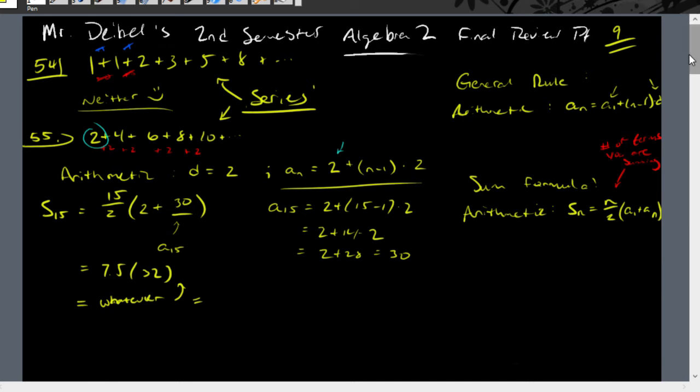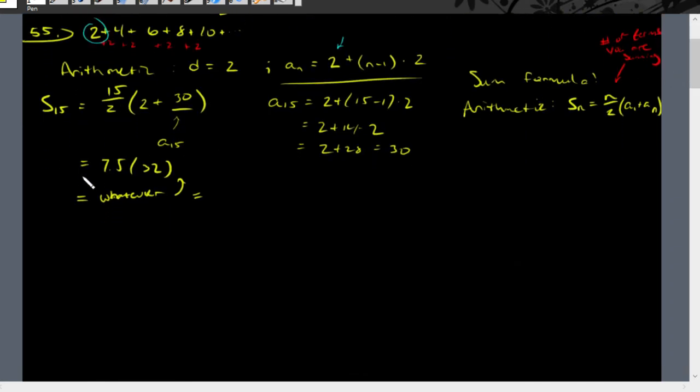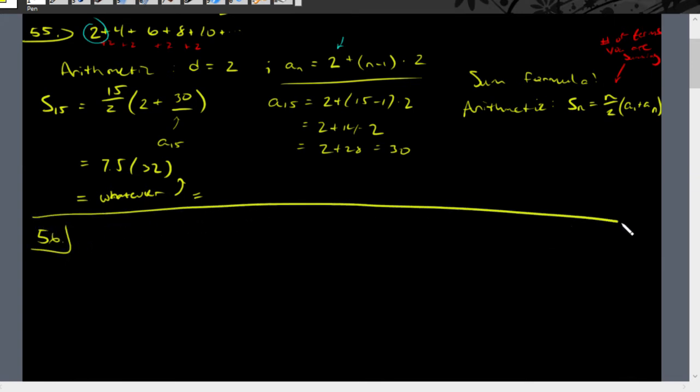Moving on. Number 56. Negative 1, positive 2, negative 4, positive 8. Negative 16, dot, dot, dot. Now notice, in this one we've got a bunch of commas. That is an indicator of a sequence. So that's a sequence. Next, we need to verify, is it arithmetic, geometric, or neither?